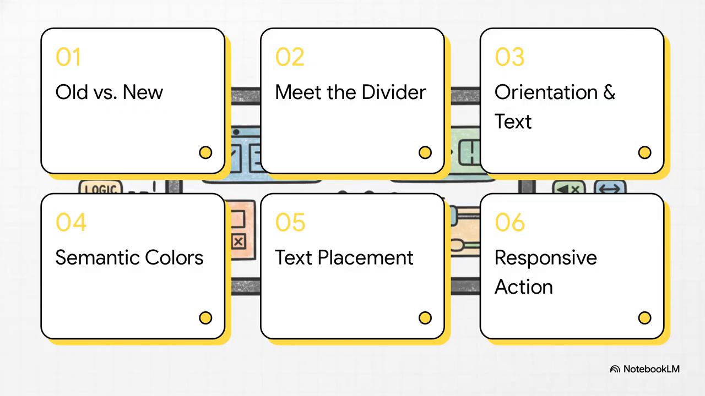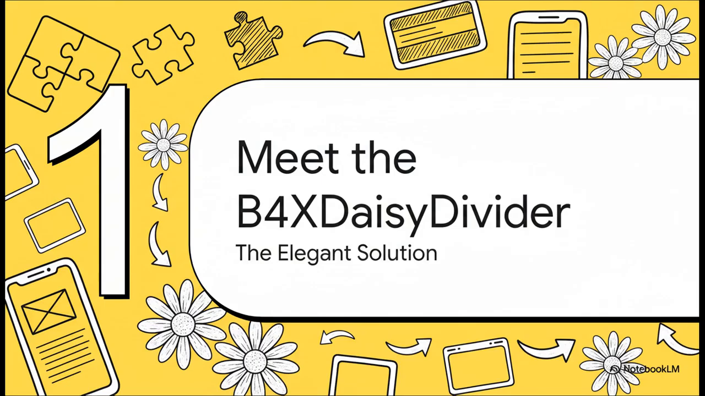All right, so here's what we're going to cover in this explainer. We'll start by properly meeting the divider, then we'll check out its orientation and text options, how to add some great-looking colors, control where the text goes, and then wrap up with its super powerful responsive actions. Okay, let's get right into it.